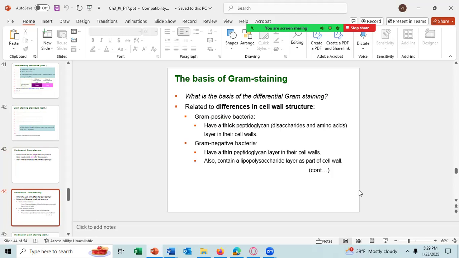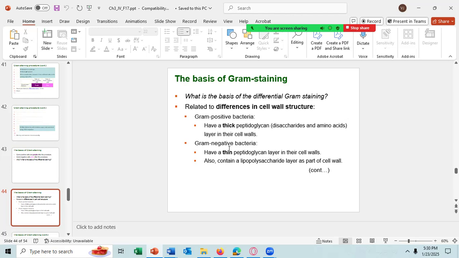The gram-positive bacteria have a thick peptidoglycan layer. We'll talk about peptidoglycan, I think in this lesson, actually. It's a disaccharide of many different chains, so really a polysaccharide built up on disaccharides and amino acids, making a layer in the cell walls. And this layer of peptidoglycan is very thick in the gram-positive cells. The gram-negative cells do have peptidoglycan, but it is a much thinner layer in their cell walls.